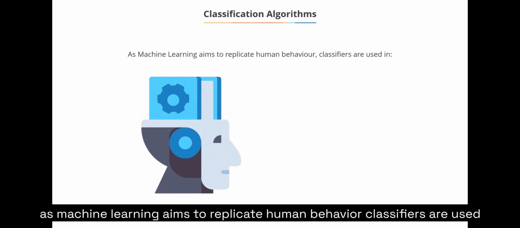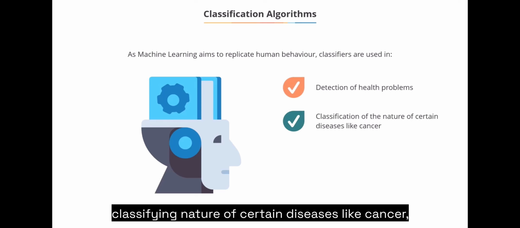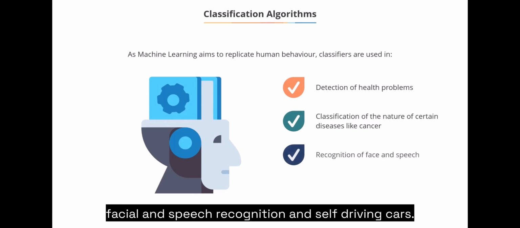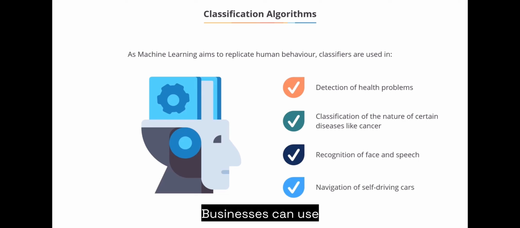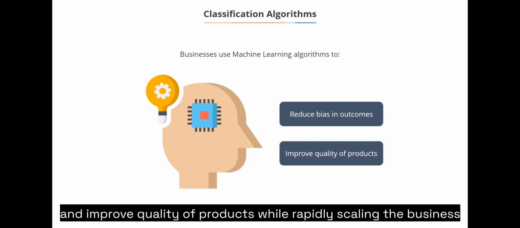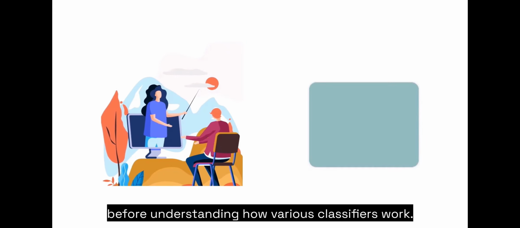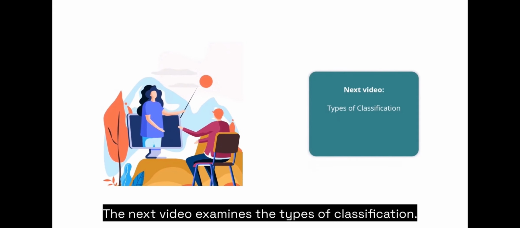As machine learning aims to replicate human behavior, classifiers are used to solve an array of problems ranging from detecting health problems, classifying nature of certain diseases like cancer, facial and speech recognition, and self-driving cars. Businesses can use machine learning algorithms to reduce bias in outcomes and improve quality of products while rapidly scaling the business. Before understanding how various classifiers work, the next video examines the types of classification.